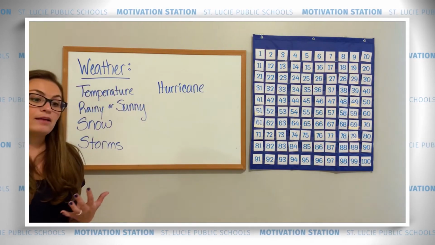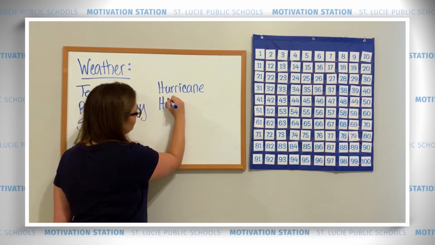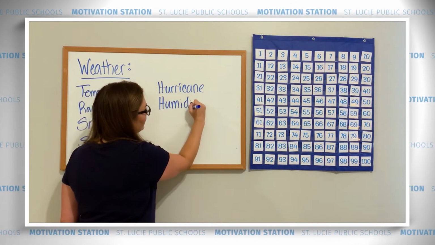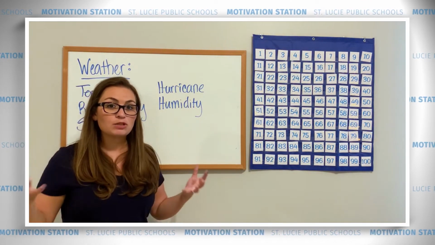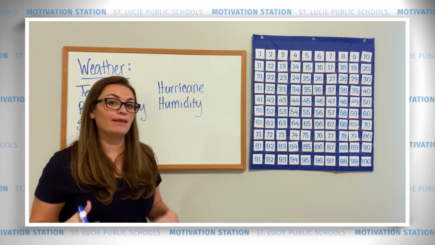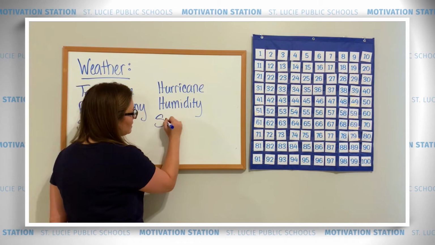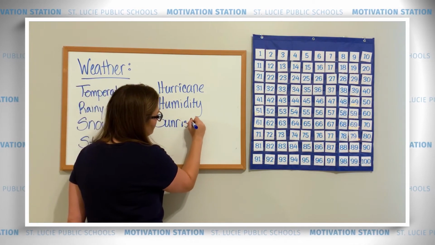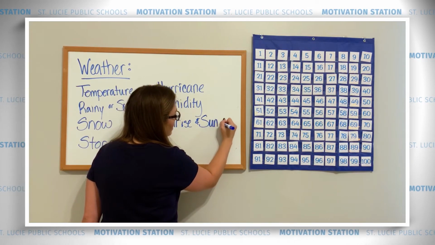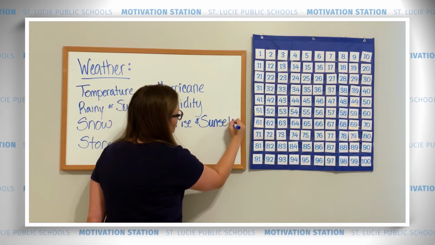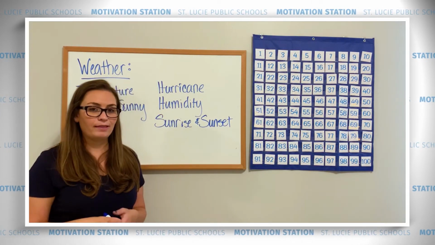Other things you might find in a weather report could be humidity. Humidity is how wet the air feels, how much water, moisture there is in the air. You might also see things about sunrise and sunset. Weather reports often include when the sun is going to come up, sunrise, and when the sun is going to go down, sunset. They also do moonrise and moonset, but nobody really thinks about that one.